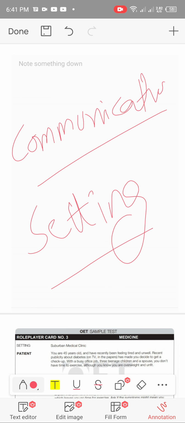Now, I'm going to tell you how you're going to utilize those 3 minutes. You can write something on the paper, or even if you don't write anything, you can build a mind map. It's totally your choice. So this is as far as the setting is concerned.